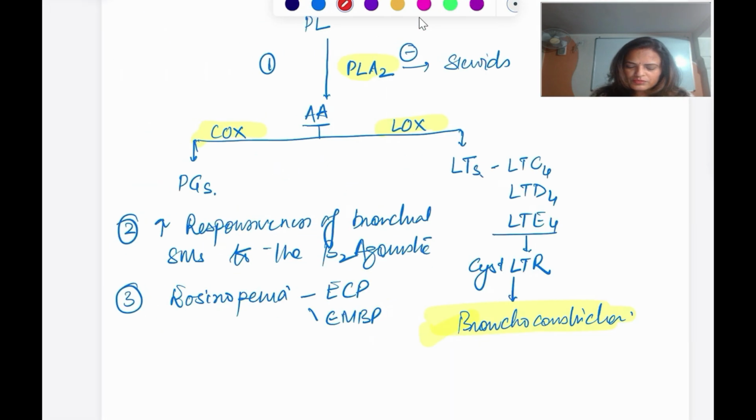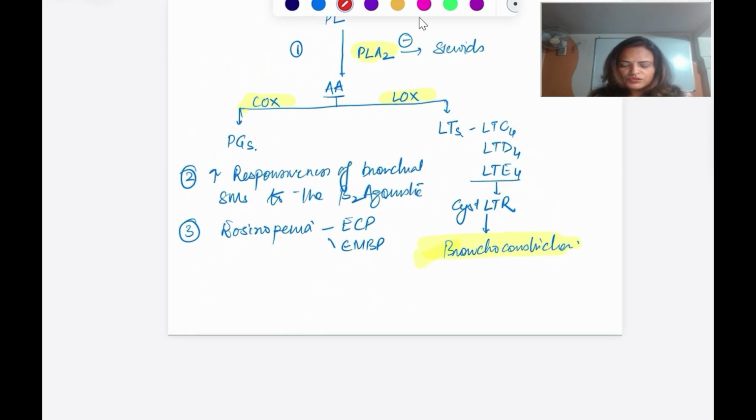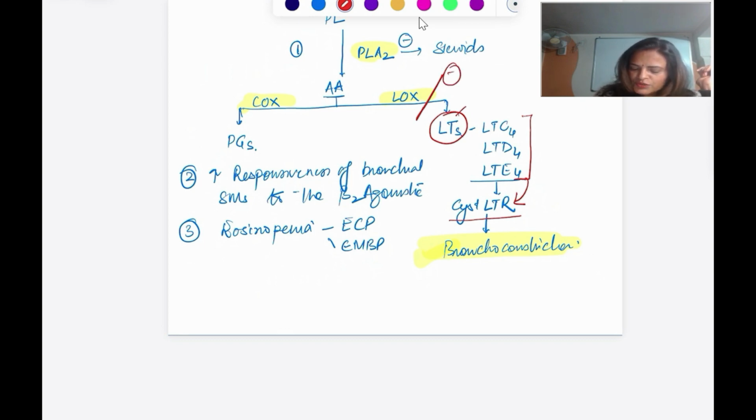I'll just show this diagram. Now the leukotriene modulators act in two ways. One is the inhibition of the formation of the leukotrienes. This is number one. Another one is, once it is formed, it is going to act on this receptor. So you can either inhibit the formation by inhibiting this enzyme, or you inhibit the action of the leukotriene by inhibiting this receptor, with a cysteinyl leukotriene receptor antagonist.